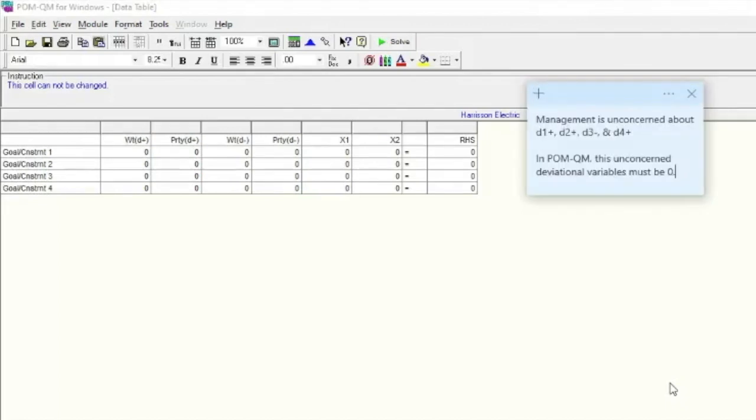Now, I have here my note. As you can still remember, and I hope so, guys, that based on our problem, it says that the management is unconcerned about 4 deviational variables, which are D sub 1 positive, D sub 2 positive, D sub 3 negative, and D sub 4 positive. Now, here in the POM-QM software, these unconcerned deviational variables must be 0.